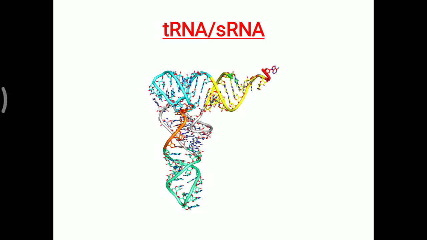Today's topic is about tRNA or sRNA. T means transfer, S means soluble RNA. Here, a tertiary structure of tRNA is shown. So, exactly how is this tRNA processed?